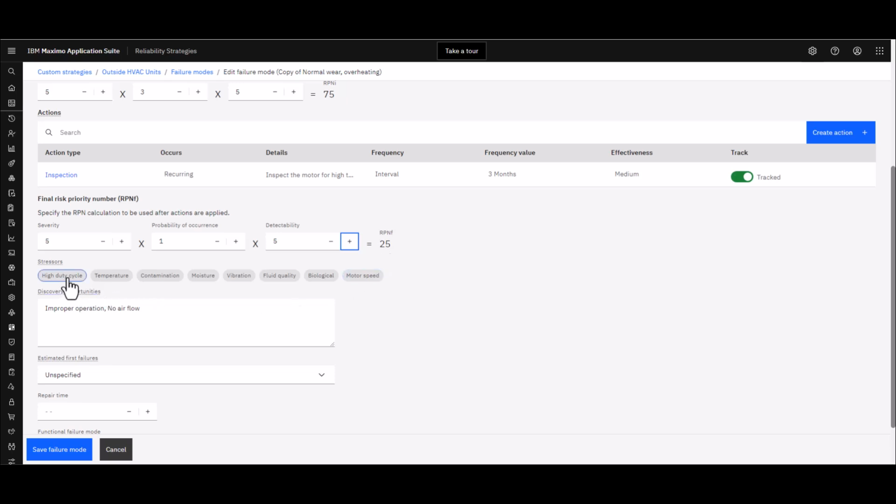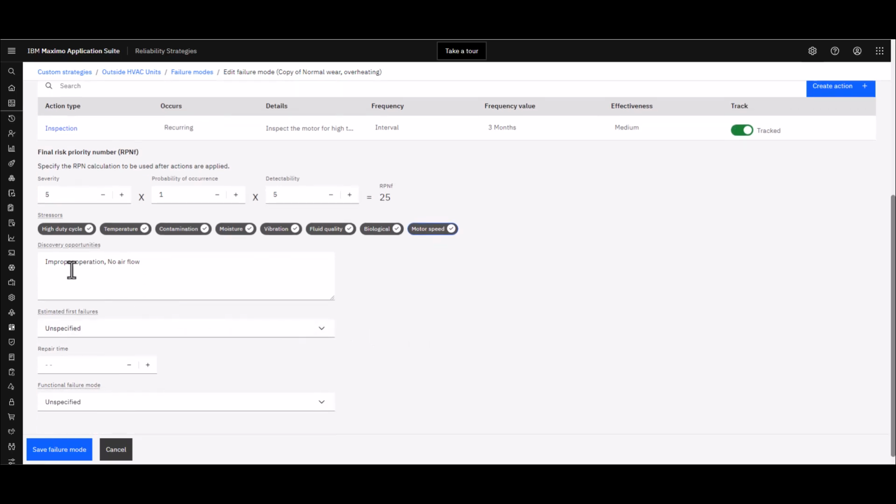You do have an opportunity to indicate any stressors that may be on the equipment. And if I look across here, certainly an HVAC system can be stressed out by a high duty cycle, certainly temperature, contamination, moisture, vibration, fluid quality, in some cases perhaps biological, and then perhaps the motor speed as well. So this particular component in the system can be affected by a lot of different things. I do have some pre-built information about discovery opportunities that come out of the library, since that's where I got the failure mode from, and I can add to or edit this, as I wish.